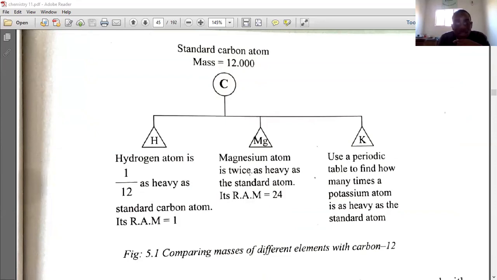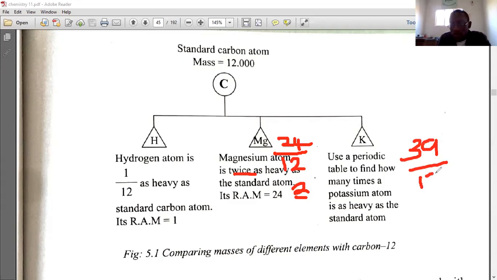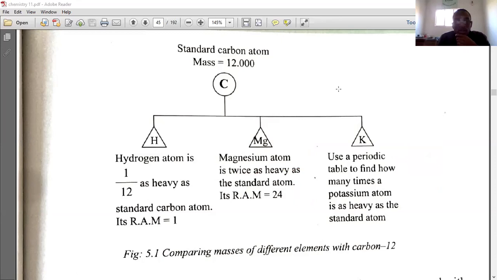Magnesium is twice as heavy as the standard atom because magnesium has the mass of 24. So 24 divided by 12. That is where the twice is coming from. So it's 2 times heavier. What about potassium? The mass is 39 divided by 12. Then you will be able to tell how much heavier it is. So basically that is the introduction of the relative atomic mass.